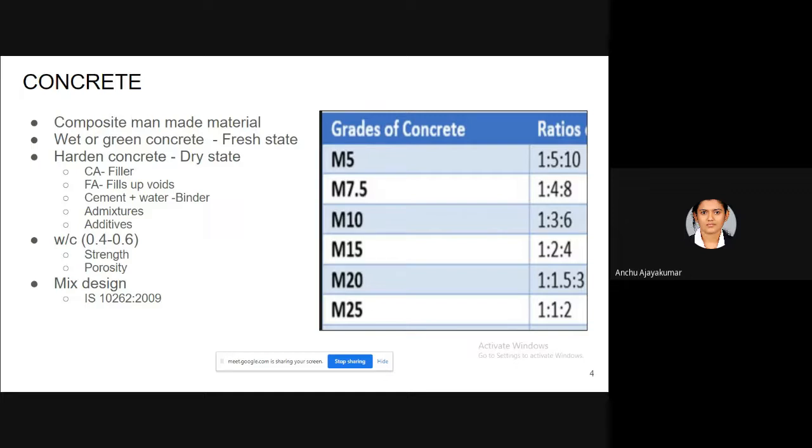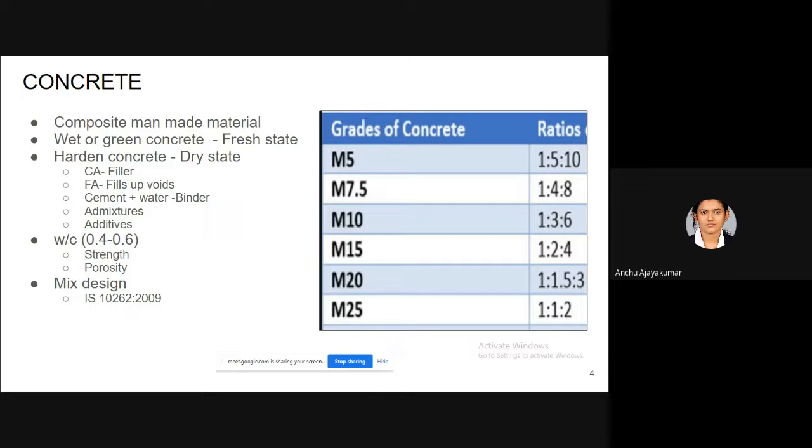According to the material specification we have, like the specific gravity of the fine aggregate, binder, whatever it is, for that we use a particular code. What is that code? That is IS 10262-2009. So this is the code which we use for our mix design.